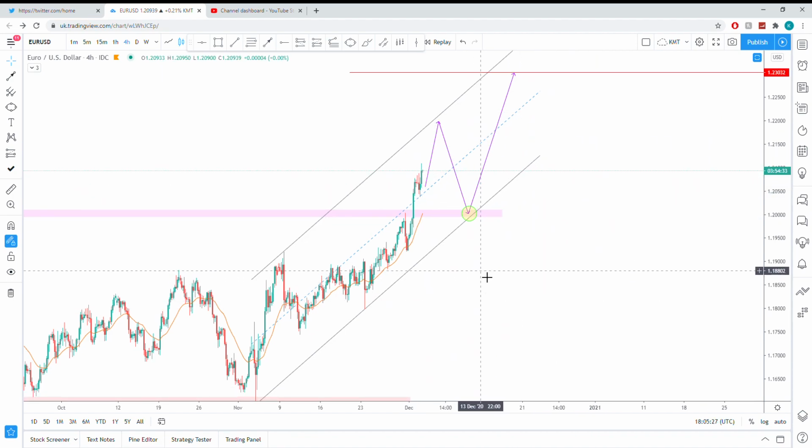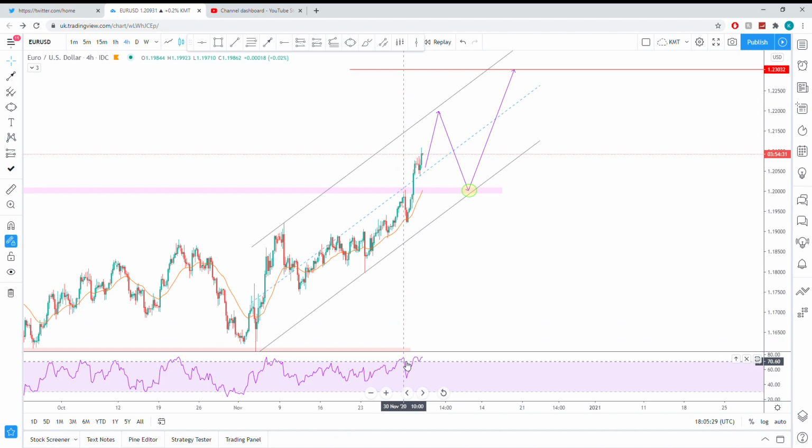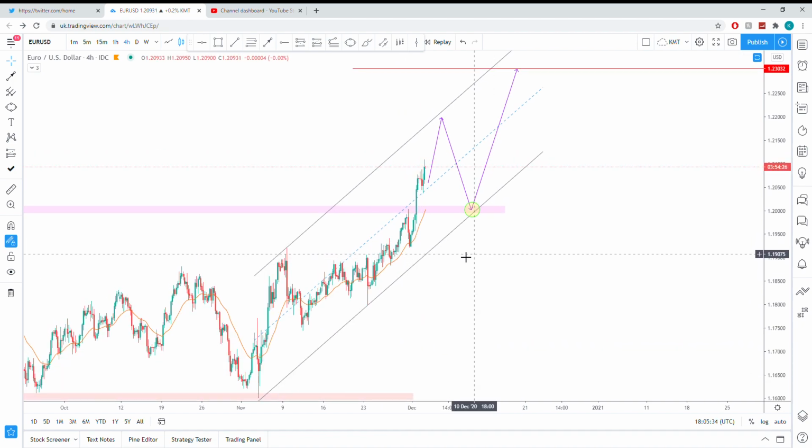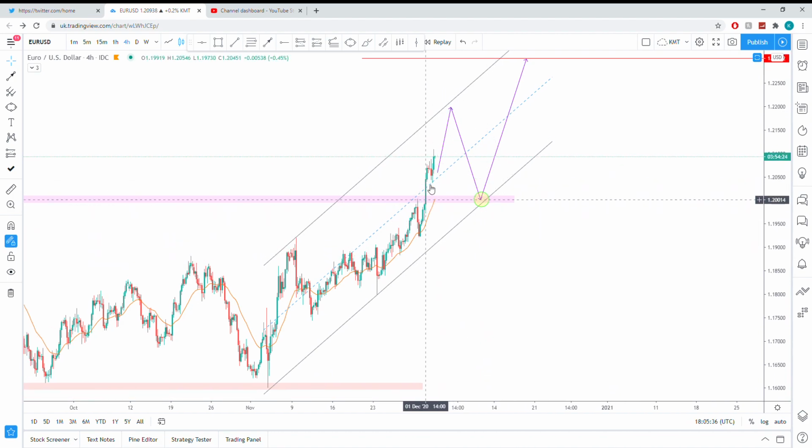I'm going to be looking out for some divergence. As we can see here, we are looking at some overbought conditions, but pretty much I want to see if we can take out this level of 1.22, which could be a really good indication for the future.